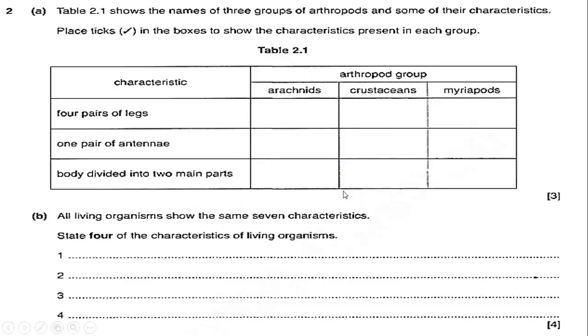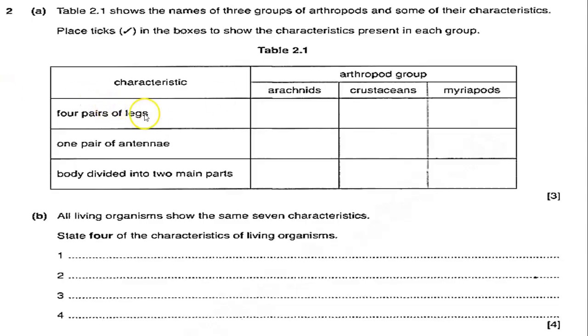Now for the last question, the table shows the names of 3 groups of arthropods and some of their characteristics. Place a tick in the box that shows the characteristics present in each group. So please just tick the one that has the characteristic. Do not cross out the extra ones. Please follow the instructions of the questions exactly as they are.